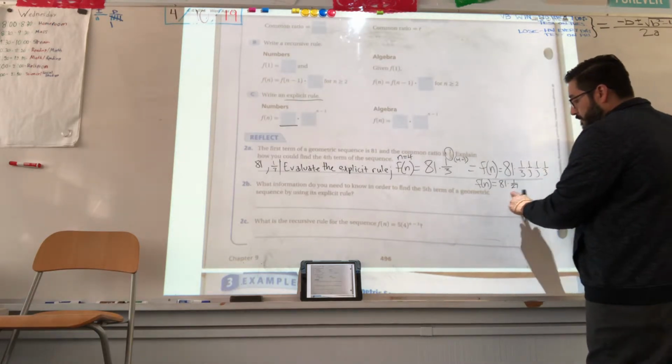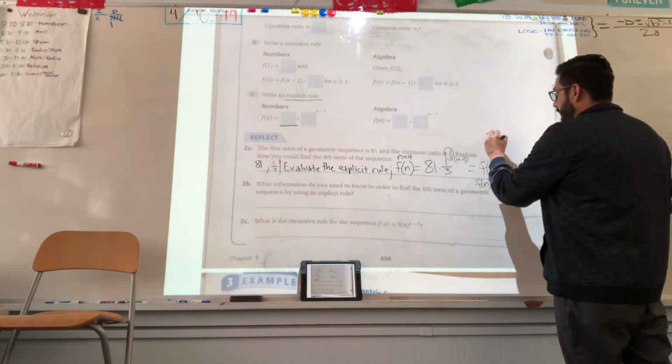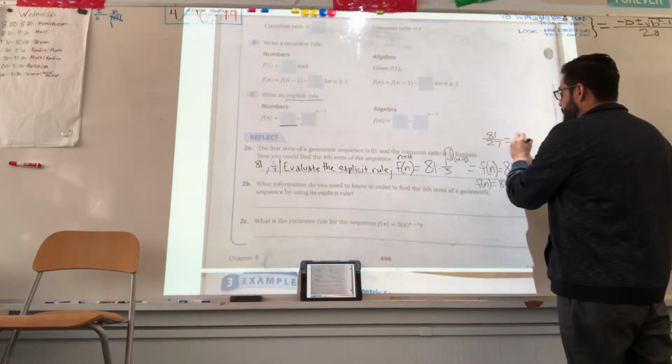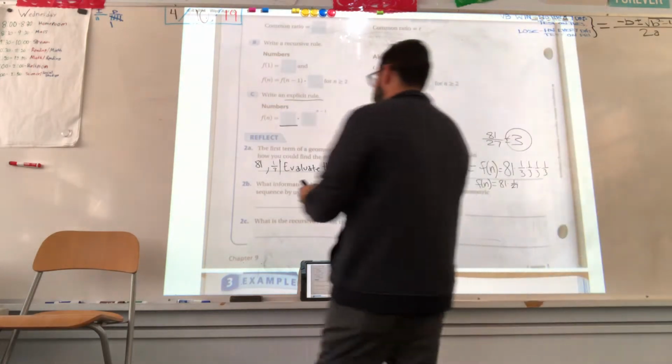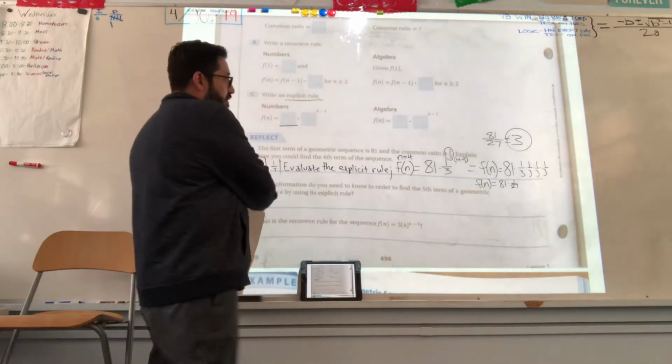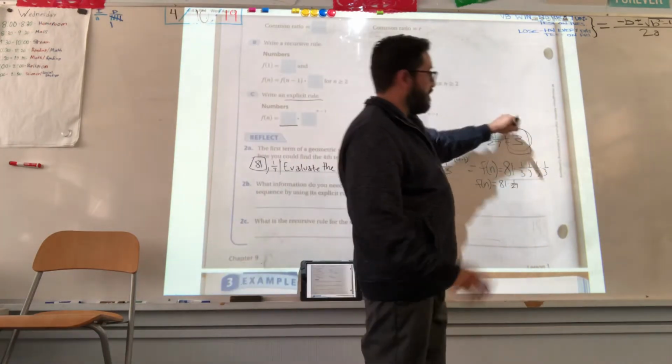81 times 1 over 27 would be 81 over 27, and that's going to equal 3. So that would be our output. So we know the fourth number of the sequence, if the first one is 81, the fourth number is going to be 3. That would be my answer.